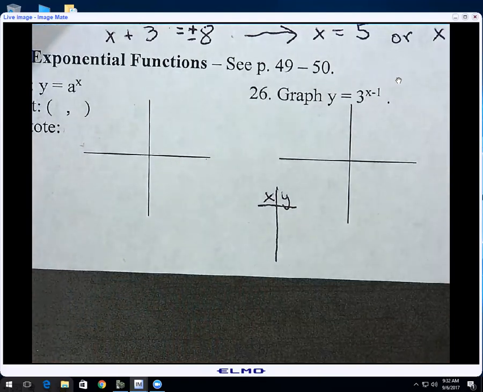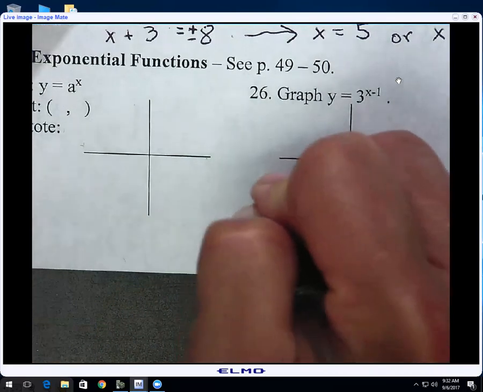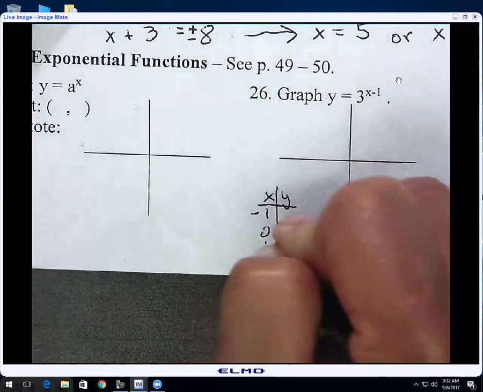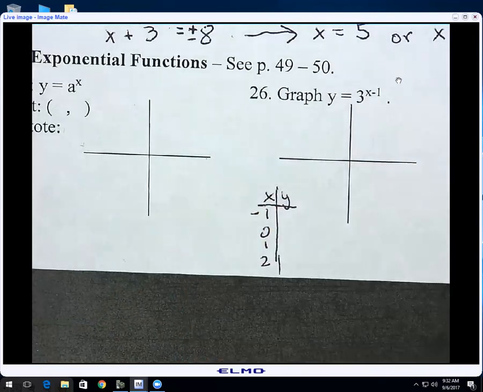Eeny, meeny, miny, mo, but not really, and I'll tell you why in a minute. I'm gonna let x be -1, 0, 1, and 2. I might have to pick some more x's, but let's start with those.